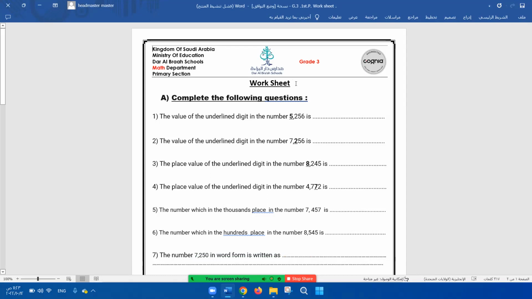Today we will solve the worksheet for the next exam for grade 3. Let's start with question A. Complete the following questions. Question 1.